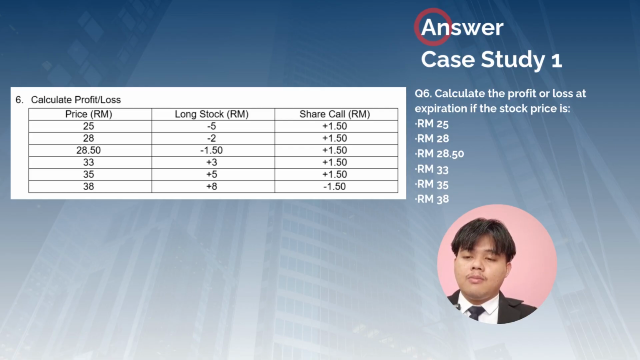Finally, when the stock price rises to 38 ringgit, the long stock made the highest profit of 8 ringgit, but the short call results in a loss of 1 ringgit and 50 cents.